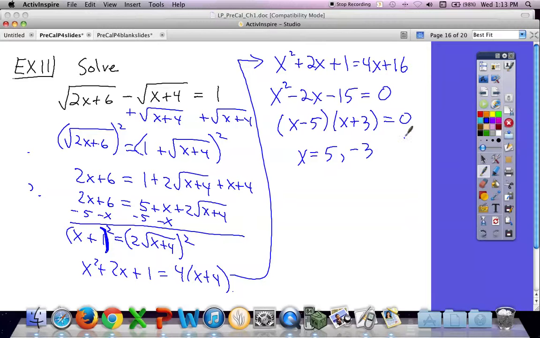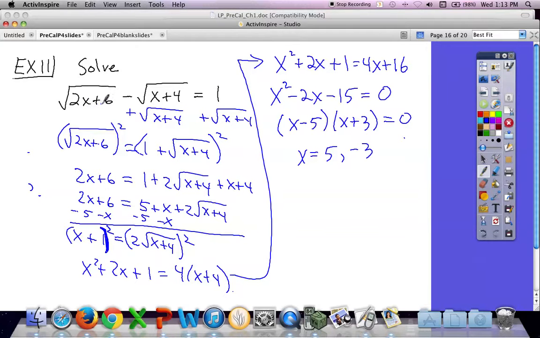Now, if we check them, if I put in a 5 here, I'm going to get 2 times 5 is 10 plus 6 is 16. Square root of 16 is 4. If I put in a 5 here, I get the square root of 9, which is 3. So 4 minus 3 is 1. Good.